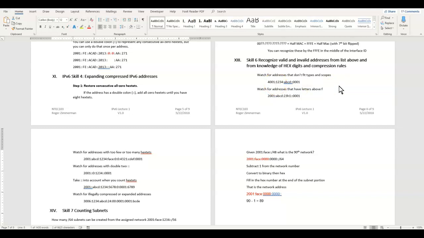Well, that looks just fine, except that there are no IPv6 addresses that begin with 4 that are allocated at this time. If it were a 2 or a 3, we'd be fine. If it were a 0 or an F, it would be fine, but not with 4.